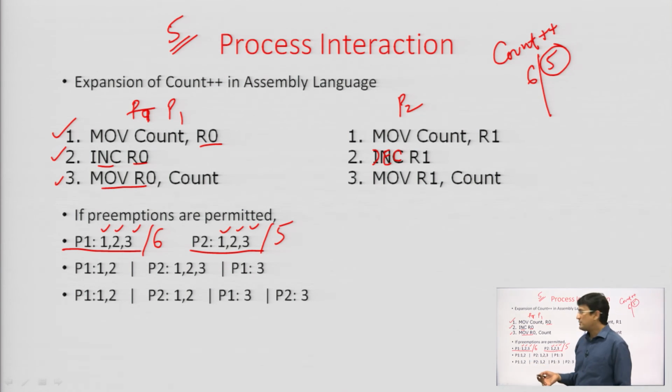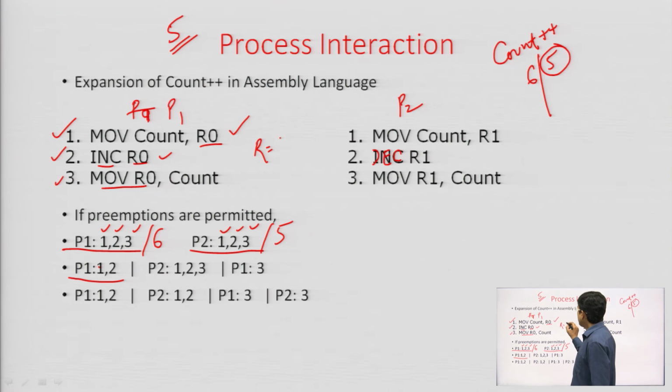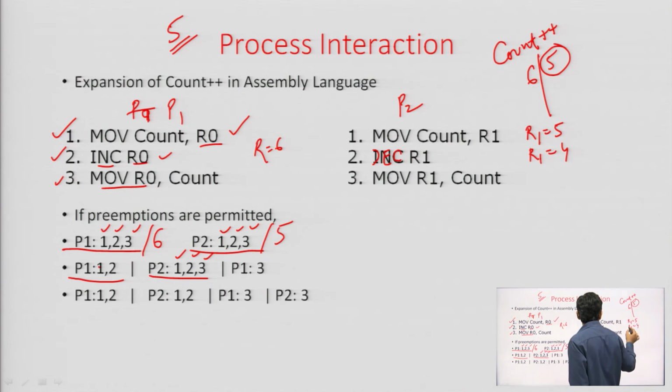If we allow the preemptions to take place, for example, let us say statements 1 and 2 of the P1 process run. Then the value of count is given to R0, and then the register value is incremented by 1. It means the register value contains 6, but count even now contains 5. Now, P2 runs statements 1, 2 and 3. P2 runs move count R1, so the value of count, 5, is transferred to register R1, then decrement, so this is 4, and then the value of the R1 register is moved to count. So, count contains 4 now.